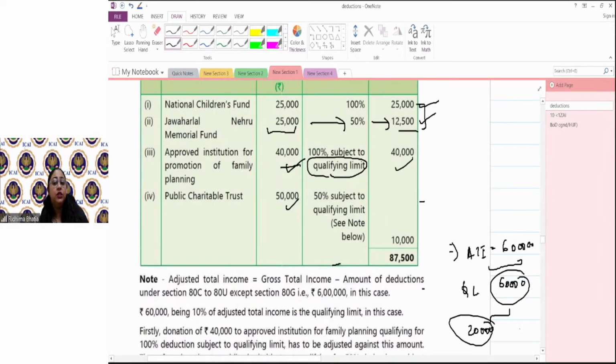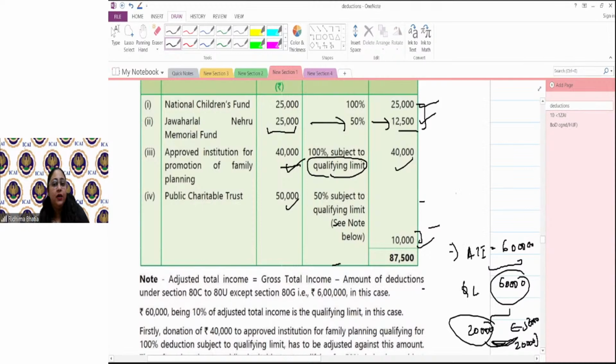But the donation in the fourth category is 50,000. So maximum कितना allowed होगा इस दोनों में से? 20,000. Now 20,000 का 50% would be allowed. 50% subject to the qualifying limit. So 20,000 ka 50% is 10,000, which would be allowed in the fourth category.